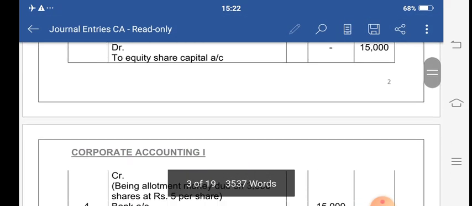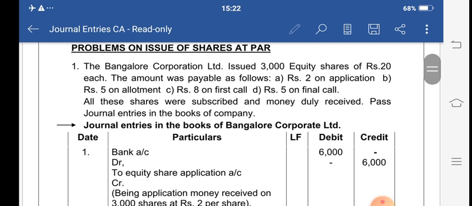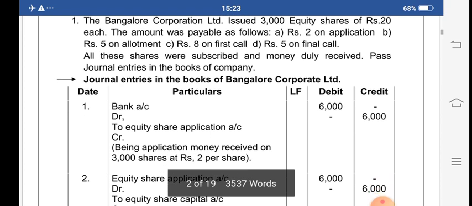Next, related to C: rupees 8 on first call, and D: rupees 5 on final call. For both C and D the entries will be the same, but you have to pass them separately. Now 8 into 3000 will come to 24,000, and rupees 5 into 3000 will be 15,000.